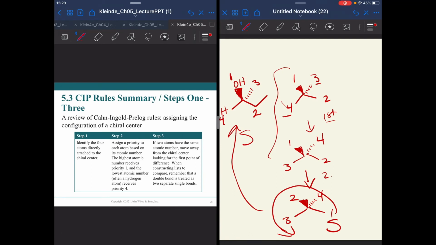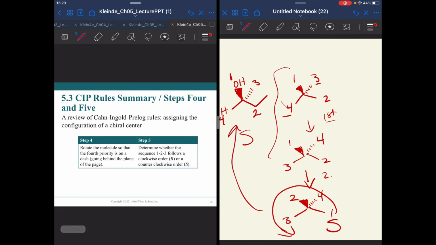All right, so just to review, you identify the 4 groups coming off of the chiral center. You assign priority based on atom, going down the row only if you need to break a tie. And that's what step 3 is. If you need to break a tie, move away from the chiral center, looking for the first distance, right? And there you've got all of your notes about what to do if you have a double or triple bond and how to break further ties. Then you are going to make sure that the fourth priority is in the back and use your rules.